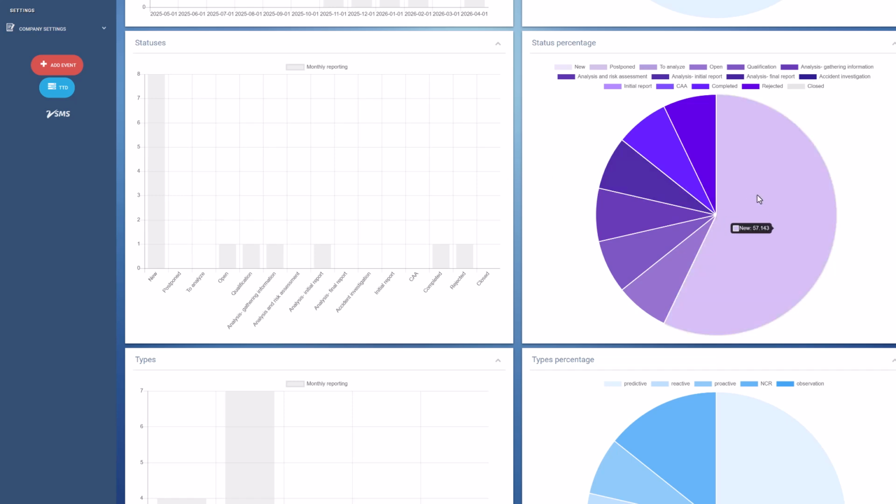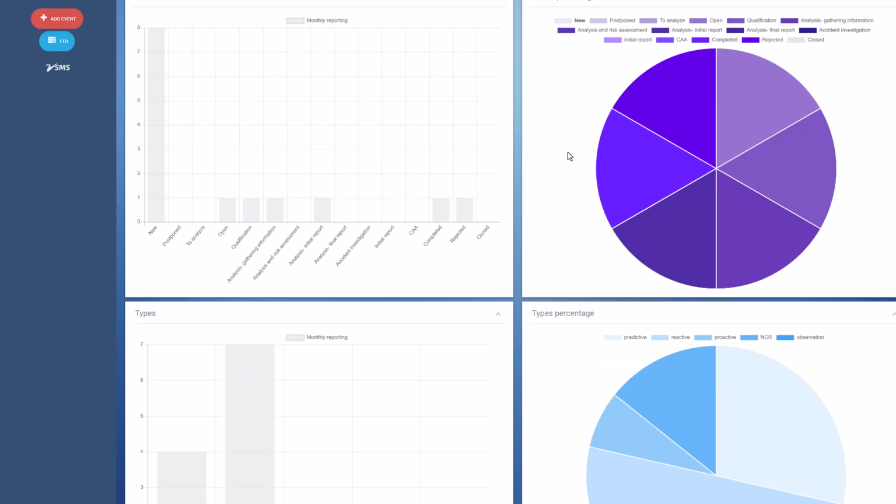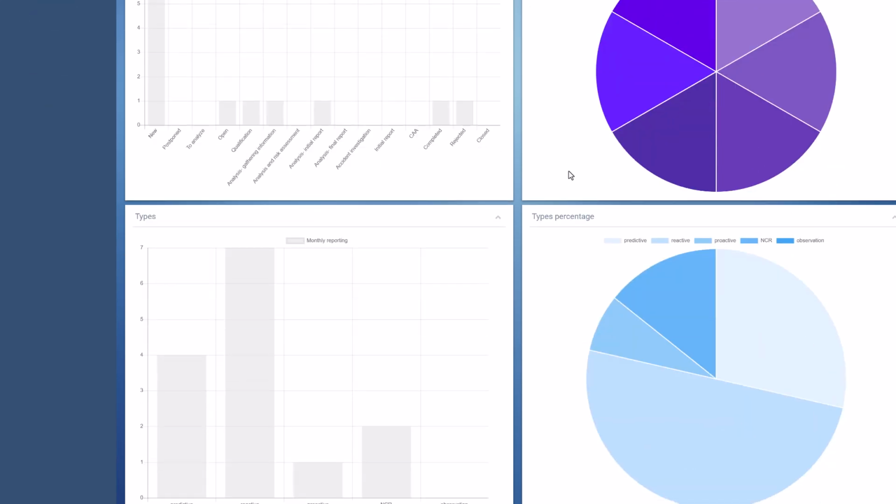4. Hazard and issue classification. The types and types percentage charts, the blue-themed charts, categorize the nature of the reports. Common classifications in aviation SMS typically include reactive, accidents or incidents that have already occurred. Proactive, preventative, hazards identified before they cause an event. Technical, operational, distinguishing between equipment failures and human factor issues.